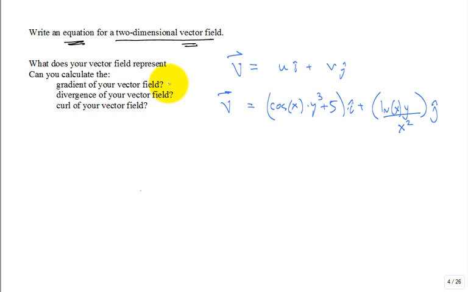Now, how about yes or no on the gradient of that vector field? No. But could we get yes or no the divergence of that vector field? You should be able to do that. And then yes or no the curl of that vector field? Yeah, we should be able to do that. All right.